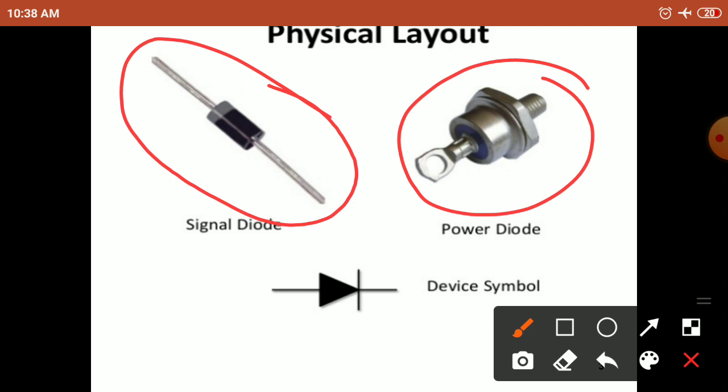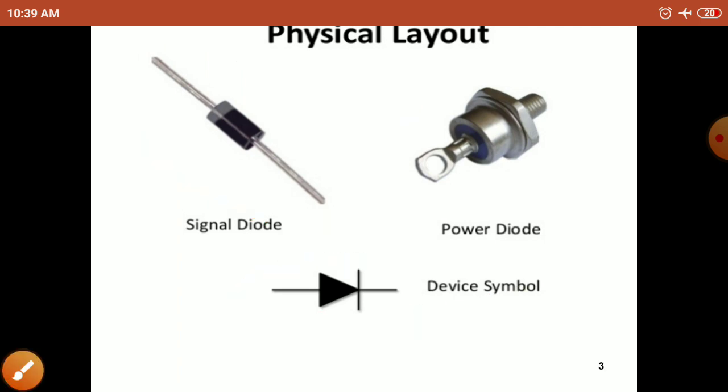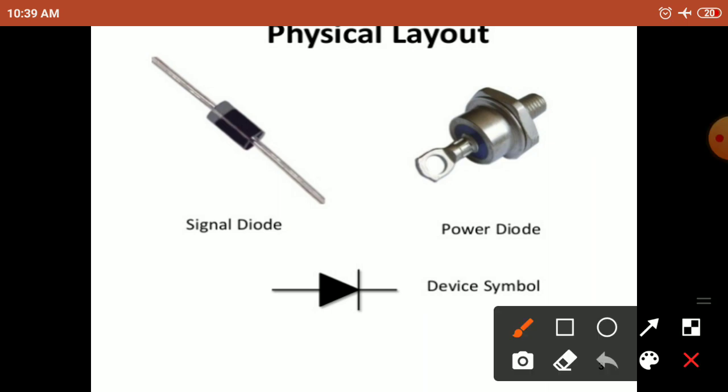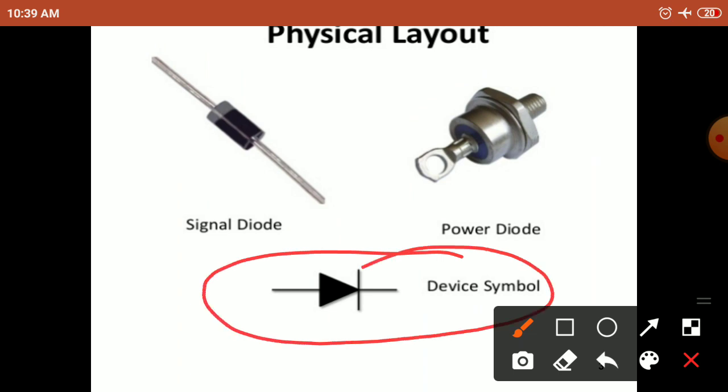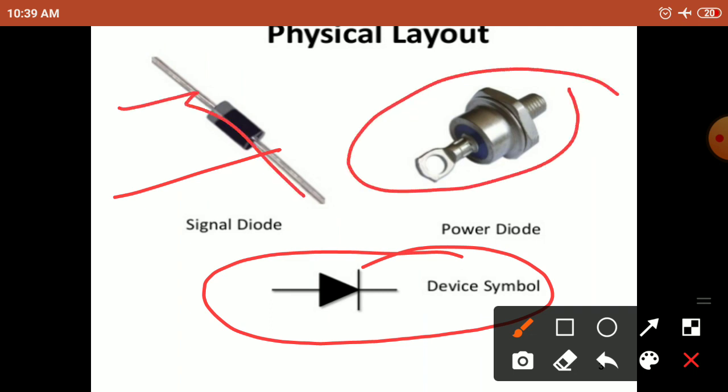But in looks, signal diodes and power diodes are different, because the materials used are in higher proportions to handle the larger voltage and current ratings. That is why they are a little bit different in physical layout, but the symbol of both power and signal diodes will be the same. Signal diodes and power diodes are symbolically represented like this only. This is a signal diode, and this is a power diode.